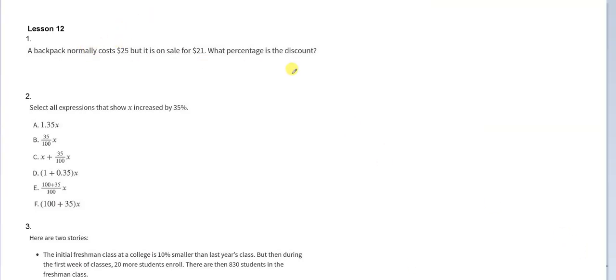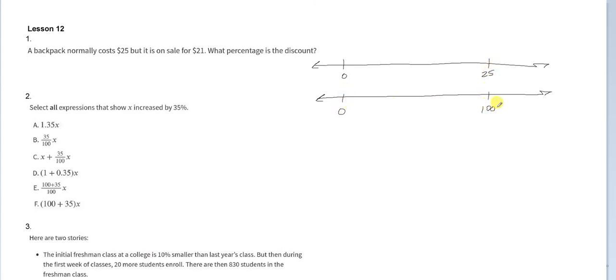A backpack normally costs $25, so we'll do a double number line. It's the same idea here. This is lesson 12, number 1. It normally costs 25 bucks, so let's put our $25 on here. And that's the normal cost, so that's 100% of what it usually is. But it's on sale for 21, so it drops down to right about here. And the question is, what percentage is the discount?